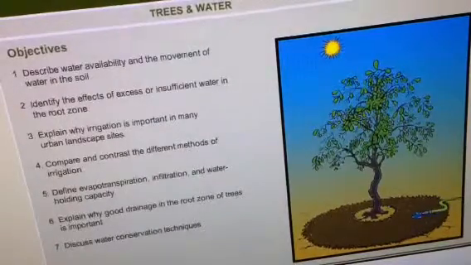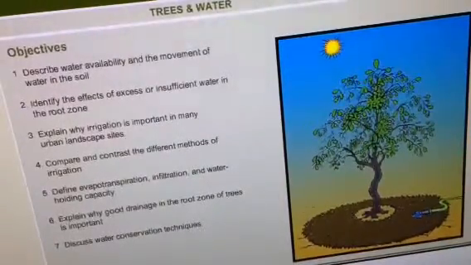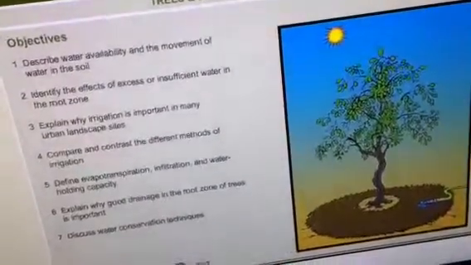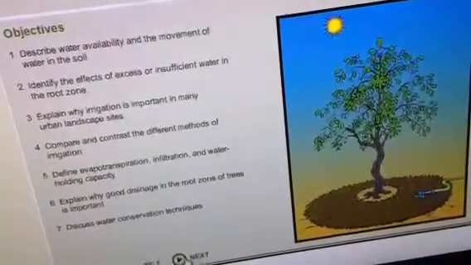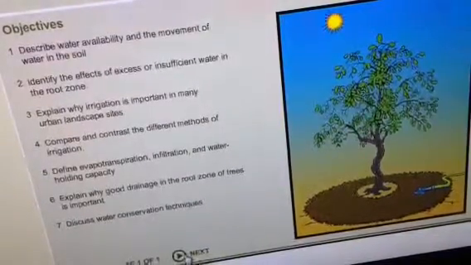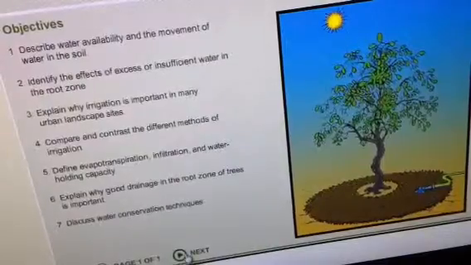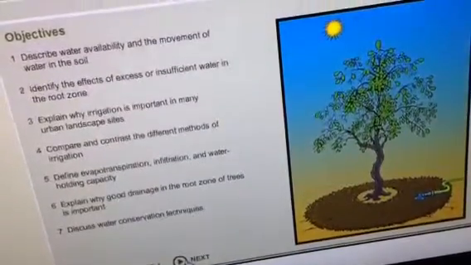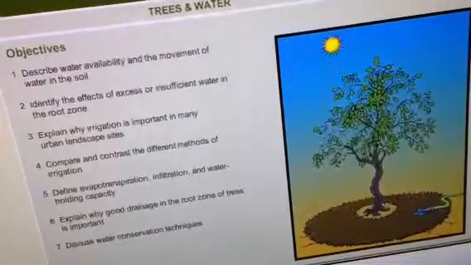1. Describe water availability and the movement of water in the soil. 2. Identify the effects of excess or insufficient water in the root zone. 3. Explain why irrigation is important in many urban landscape sites. 4. Compare and contrast the different methods of irrigation.